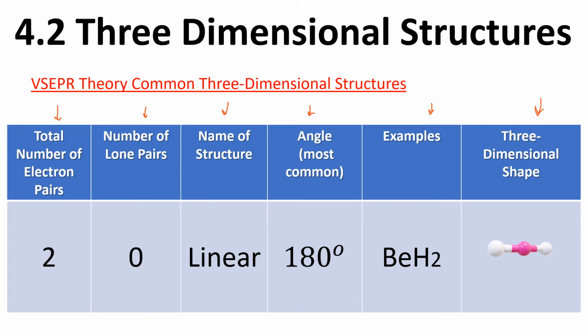And you can see that we've got 180 degrees going from, well, it's a flat thing, so we've got 180 degrees going around here, right? So this molecule has 2 electron pairs in total, 0 lone pairs. Everything would be inside the bonds.